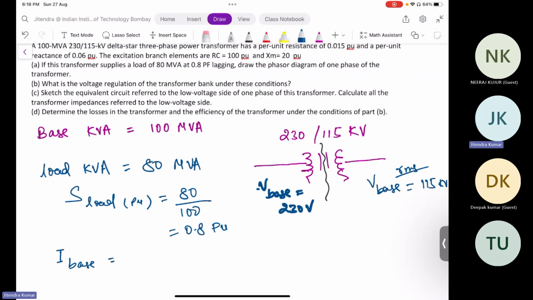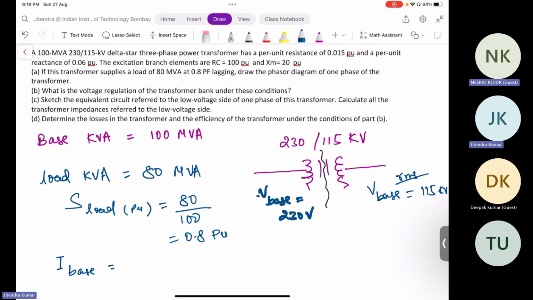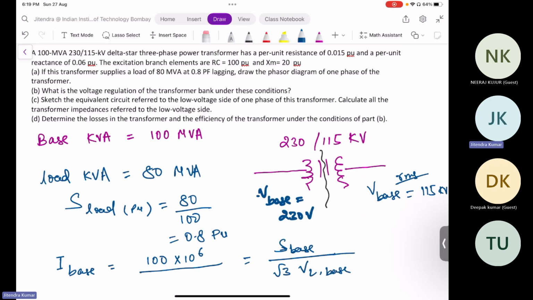How to compute I base? kVA base divided by voltage base. Here it is MVA, so we will take 100 into 10 to the power 6. Let me write the expression alongside: S base divided by root 3 VL base. Unless it is stated, we will assume it is given in delta or star. So we are computing base current on the secondary side.